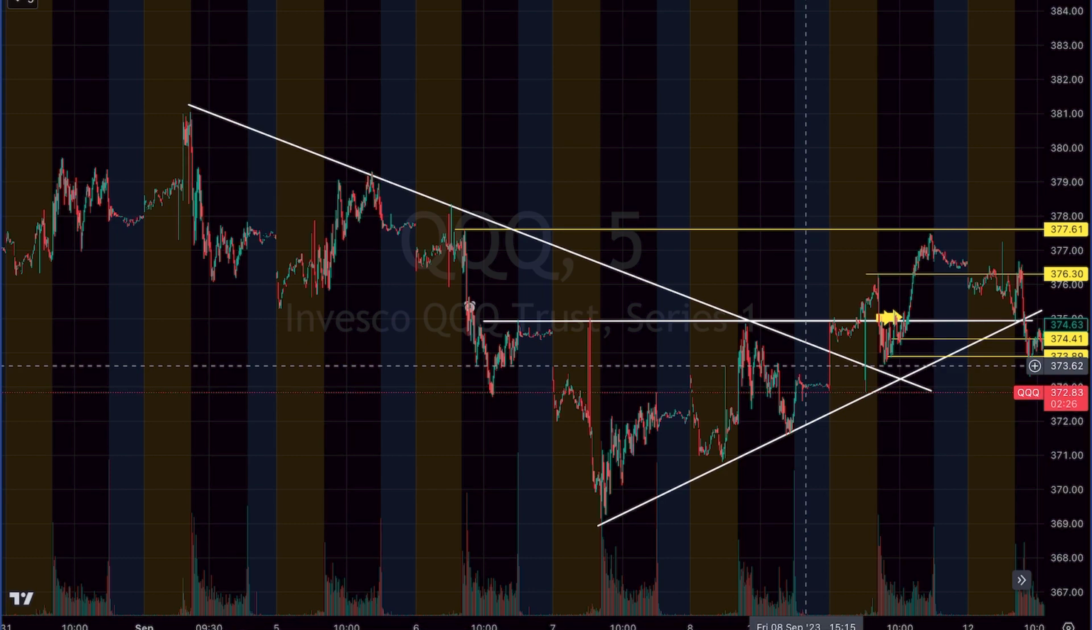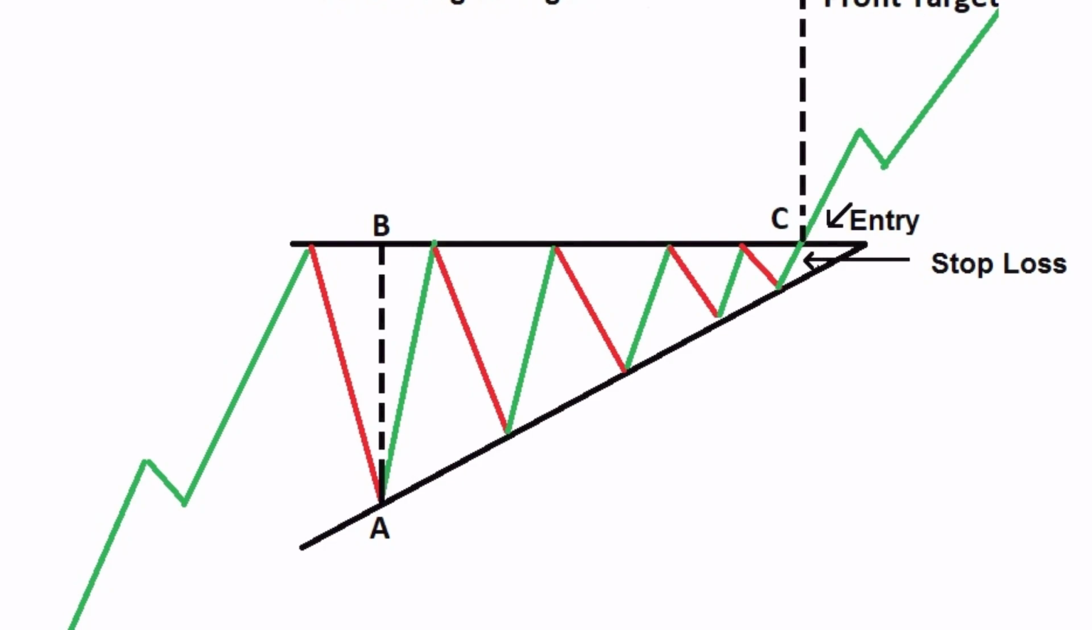If you're not familiar with ascending triangles, I'll pull up a picture here real quick. It's basically a continuation pattern. So after a strong bullish move, we may see consolidation where we're keeping the same resistance, but we're making higher lows. So this is the ascending triangle pattern, one of my favorite patterns.